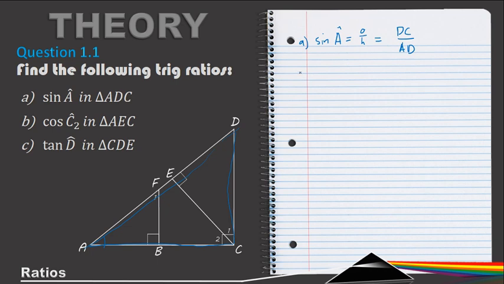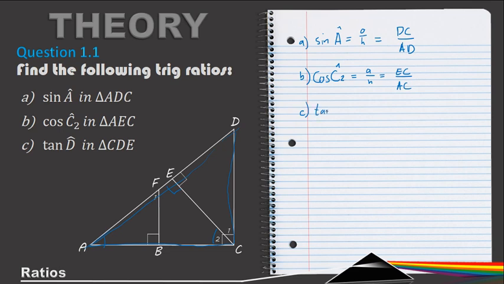Then B, we want to find cos of angle C2, and cos we know is adjacent over hypotenuse. C2 is over here, so this is this angle. We want to find it in triangle AEC, so A, E, and C, this triangle. To start, adjacent is EC, so that's EC over hypotenuse. Here's our right angle, so across from that is AC. So that's AC.